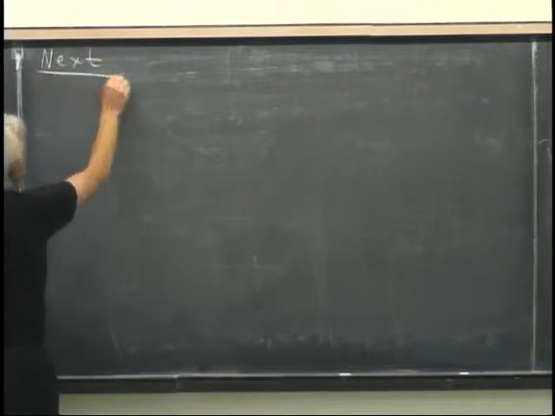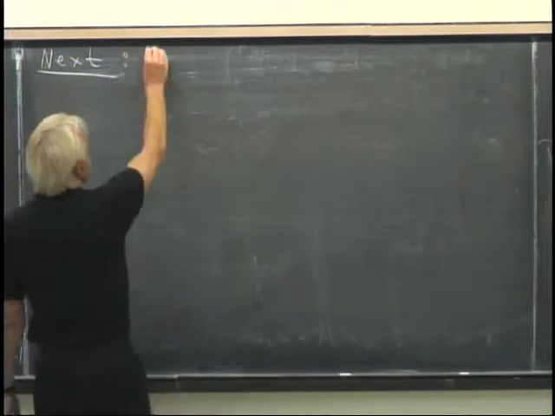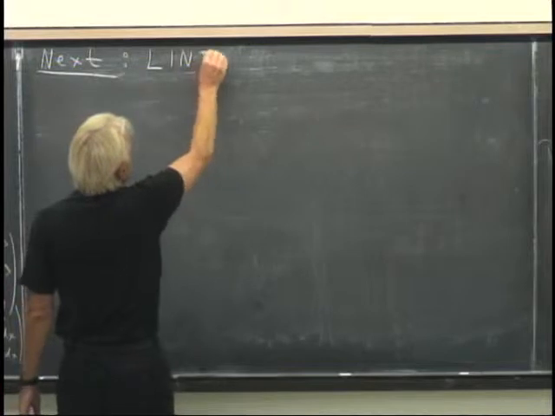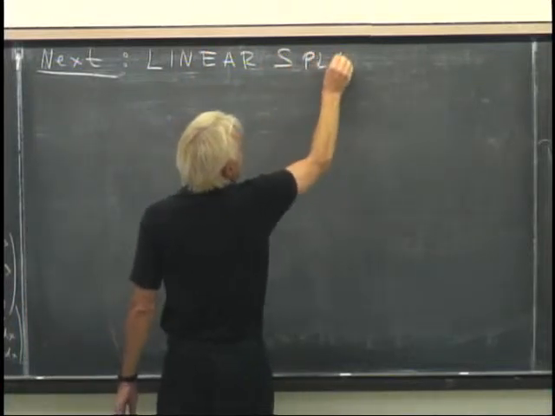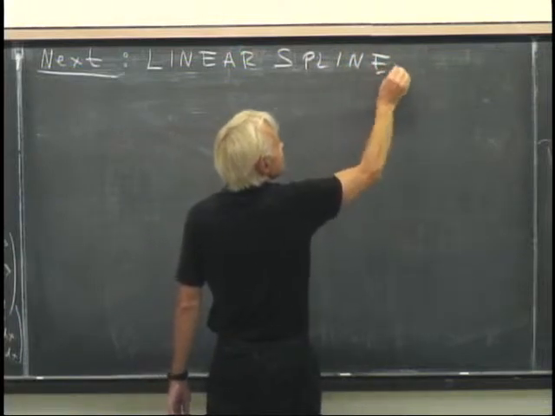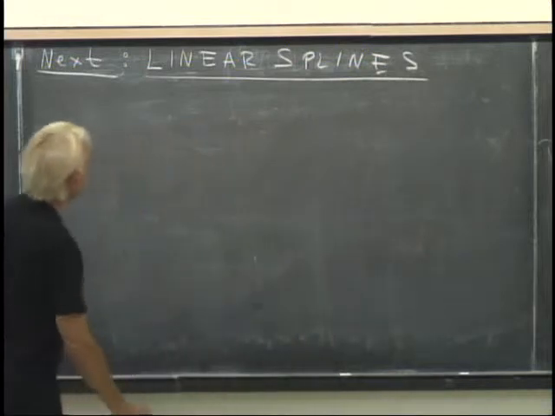So box functions will now become hat functions. Next. Well, we like linear approximation, right? Piecewise linear approximation is linear spline approximation. So for linear splines, all one needs to understand really is the basis functions. The rest is trivial. So a motivating example.